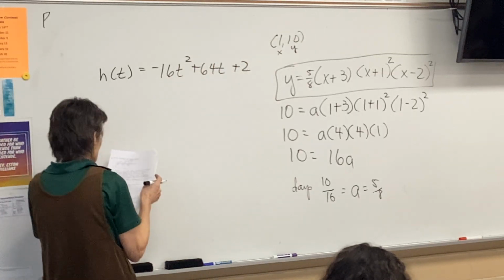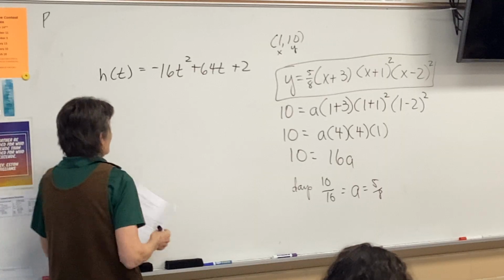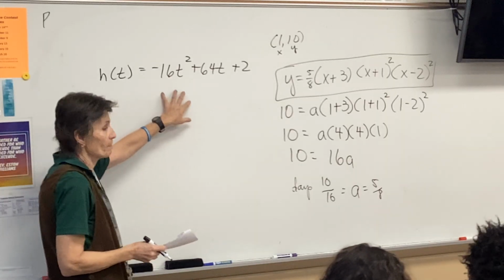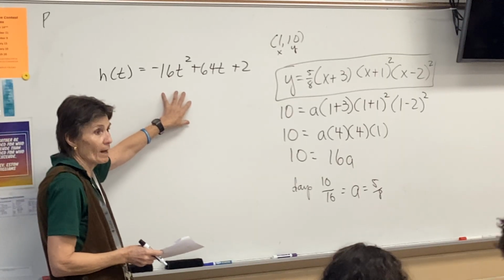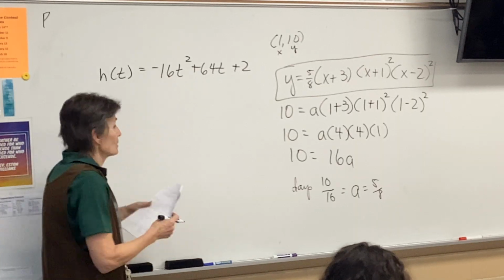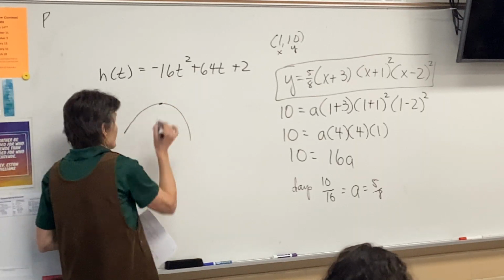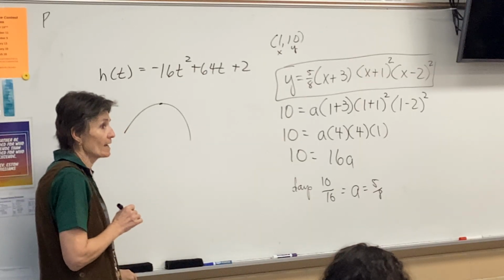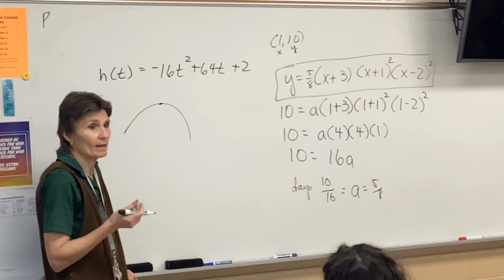All right, find the maximum height. Well, stop and think about this for a second. What shape is that? A parabola opening down. So isn't the maximum height just going to be the vertex? And we already talked about that. How do we find the vertex?